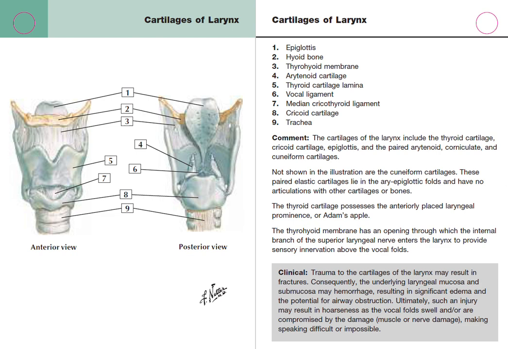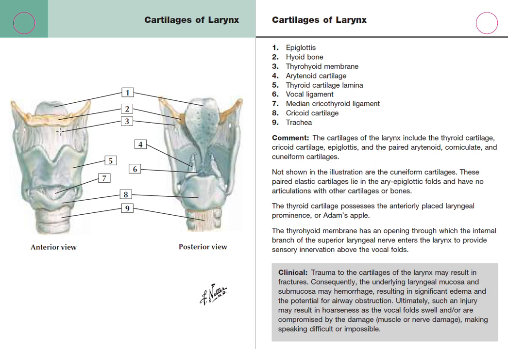The cartilages of the larynx include the thyroid cartilage, the cricoid cartilage, the epiglottis, and the paired arytenoids over here. Not to mention the corniculate over here, and the cuneiform inferiorly cartilages. These paired elastic cartilages lie in the aryepiglottic folds and have no articulations with other cartilages or bones. The thyroid cartilage, over here, possesses the anteriorly placed laryngeal prominence, also known as the Adam's apple. This is the Adam's apple.